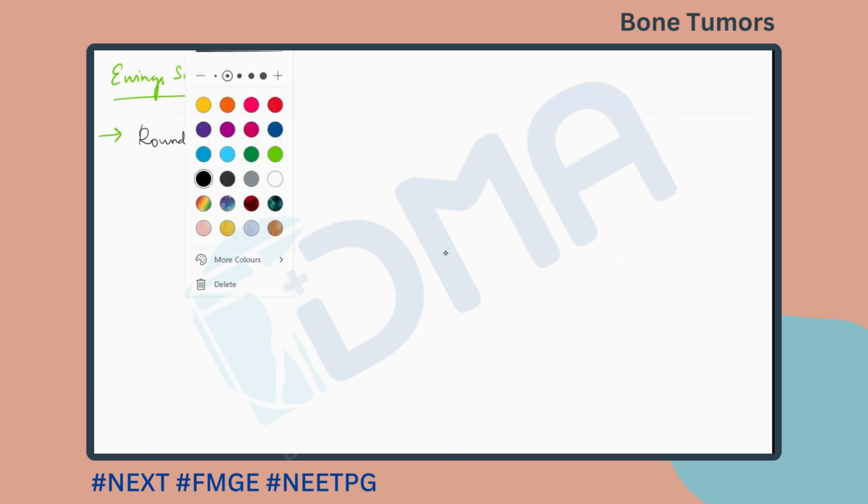So we'll move to the next important malignant tumor, that is Ewing sarcoma. Now Ewing sarcoma, from which cell does it arise? It arises from round cells. So the cell of origin is round cells.